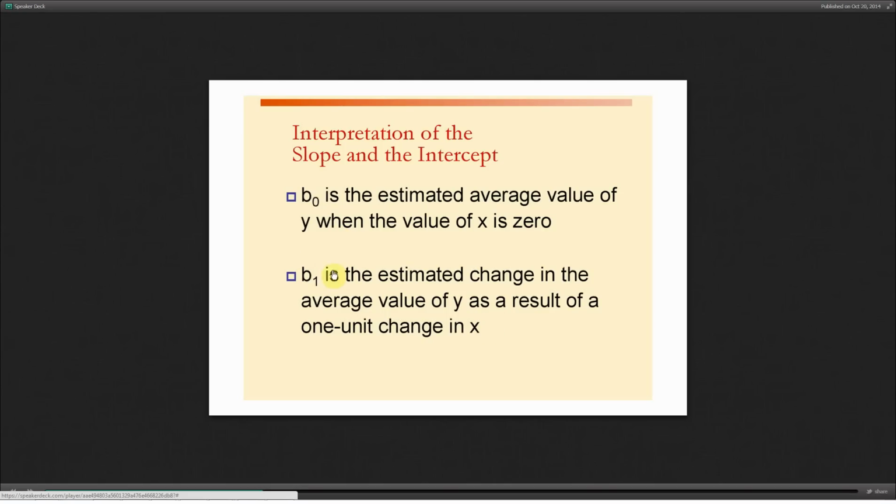Similarly, b1 is going to be the estimated change in the average value of y as a result of a 1-unit change of x. This is exactly the definition of the slope. In other words, when I have one increase in the run, or change in x, then what is the rise that I get, the change in the value of y? And again, if we look at what that is based on the sample data, we're going to get a bunch of different things, but on average, what is it?